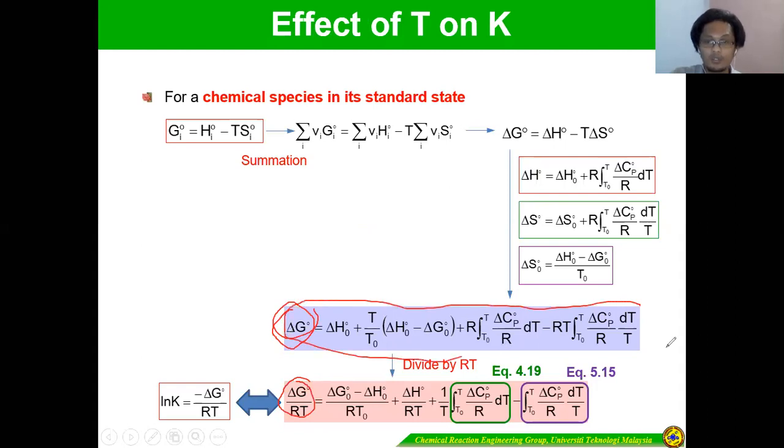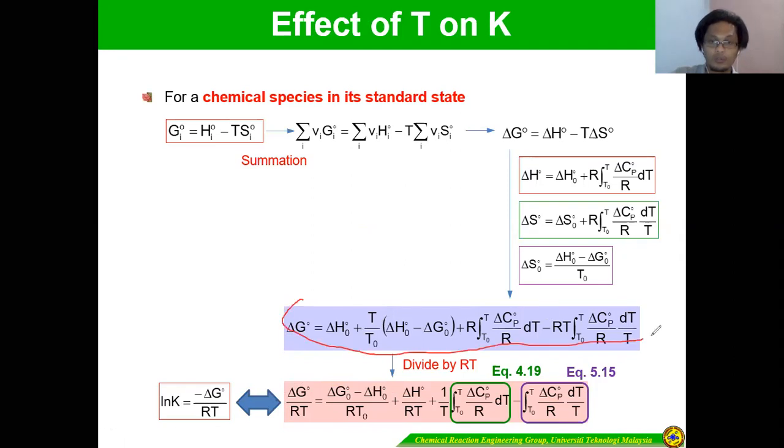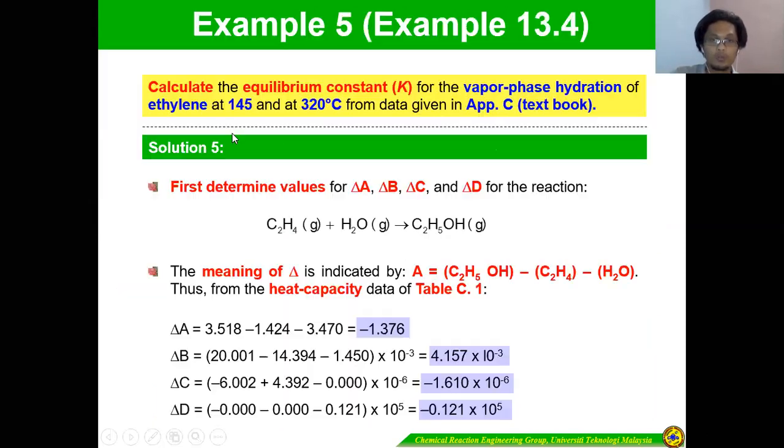Can you calculate? By using this equation, I will ask you the answer. So delta H naught plus T, actually it's similar, because this equation is divided by RT. Once you divide by RT, you can get this equation and you can calculate K. It's similar. So by using this equation, the blue one, can you calculate this one? Please do.